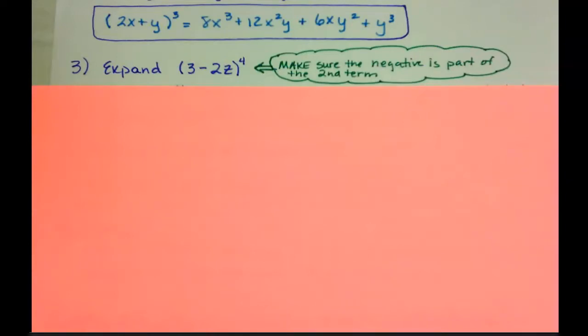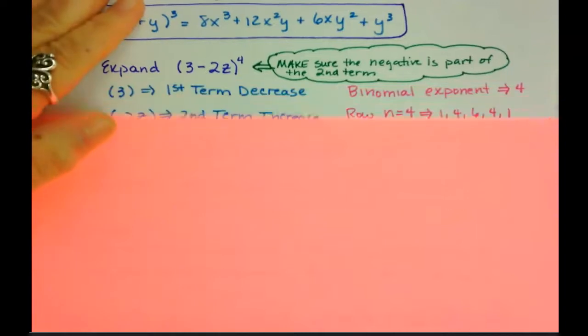Problem 3, we're going to expand 3 minus 2z to the 4th. A big note here, make sure if the second term is negative that you're sticking that negative to the number. So I'm not thinking about this as a subtraction problem where I have a positive 2z. I'm actually thinking that the negative 2z has a sign issue, right?